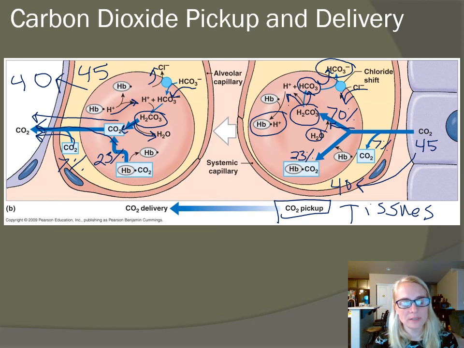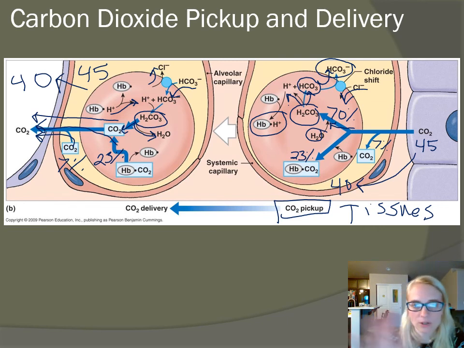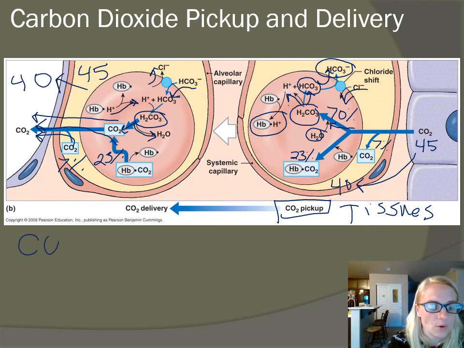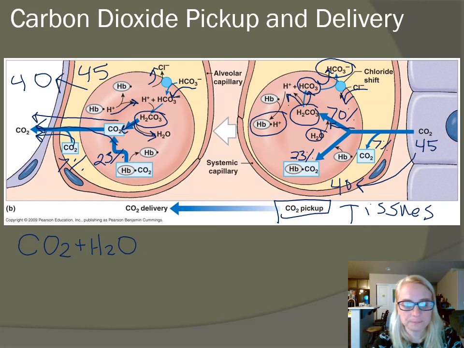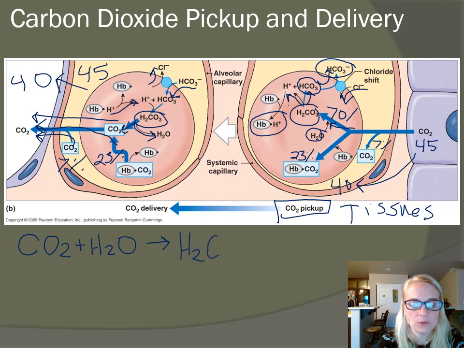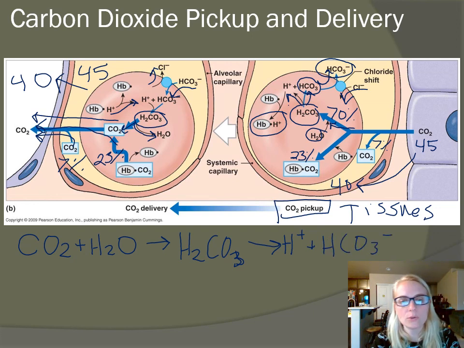So carbon dioxide pickup and delivery, I know it's a little bit more challenging. I really encourage you to try to get comfortable with this equation. I'm going to write it down here because you're going to see it a lot. So know that CO2 plus water gives you carbonic acid, H2CO3, that then dissociates into hydrogen ions and bicarb ions. So this is the direction that happens at our tissues, okay?